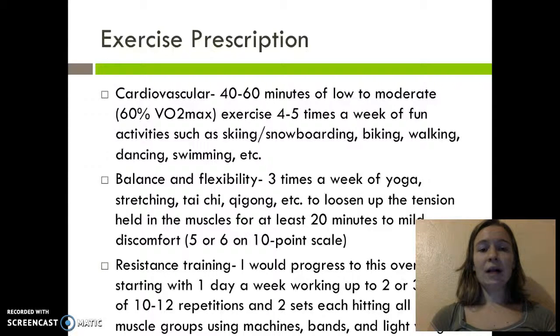As a result, I prescribed 40 to 60 minutes of low to moderate exercise 4 to 5 times a week, and I want it to be fun activities that don't put a lot of stress or anxiety on their plate.